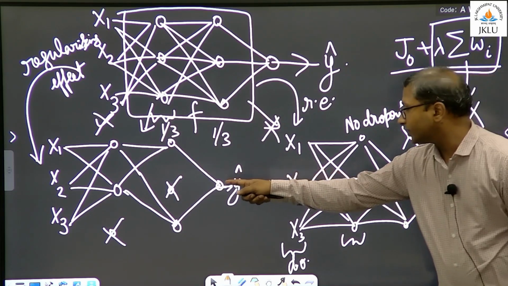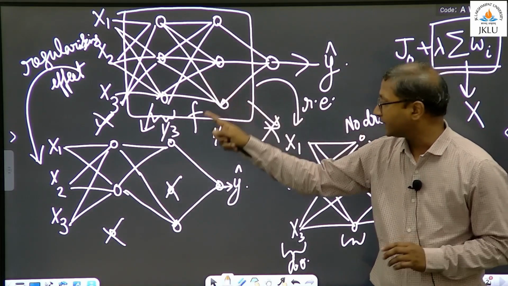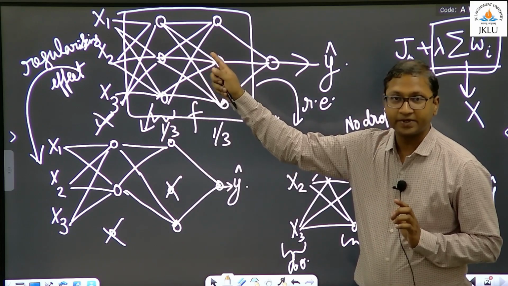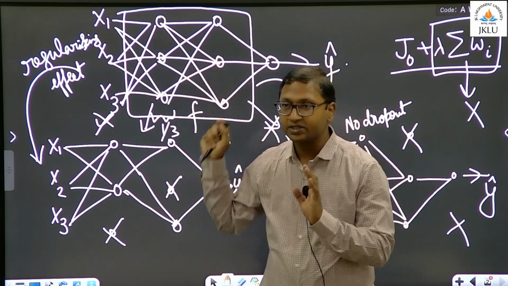If I take the union of these two, will I get this one? That means I am learning all the weights that are present in this particular network, right? So this is the one I am essentially learning.